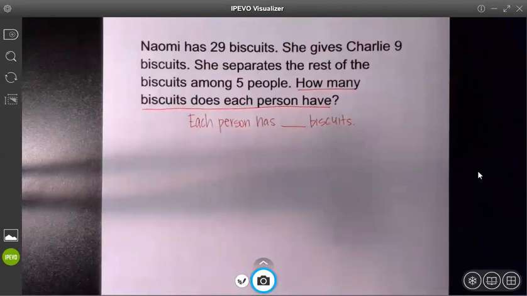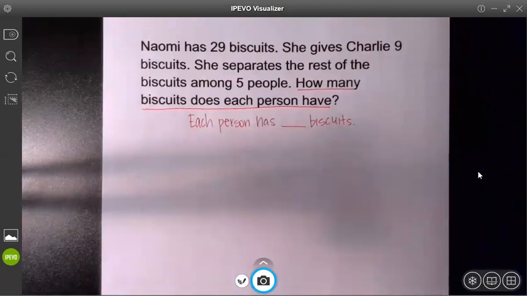So next, we need to make a list. And when I say make a list, that means we're just going to take out the information that we know or that the problem is giving us. So let's do this sentence by sentence.